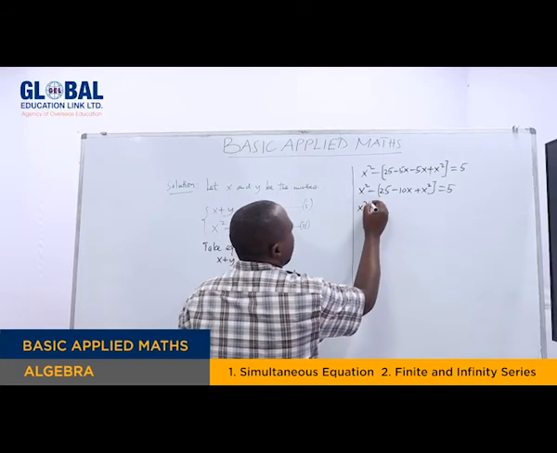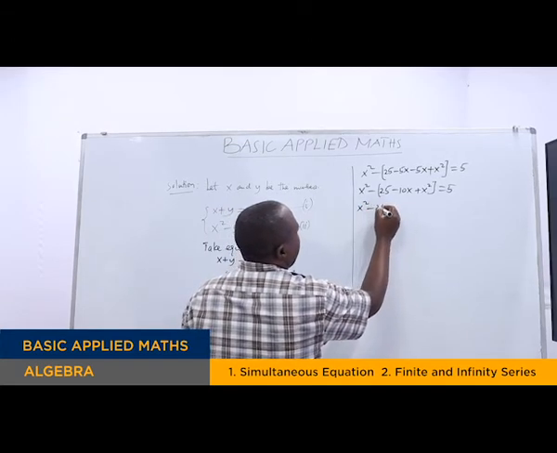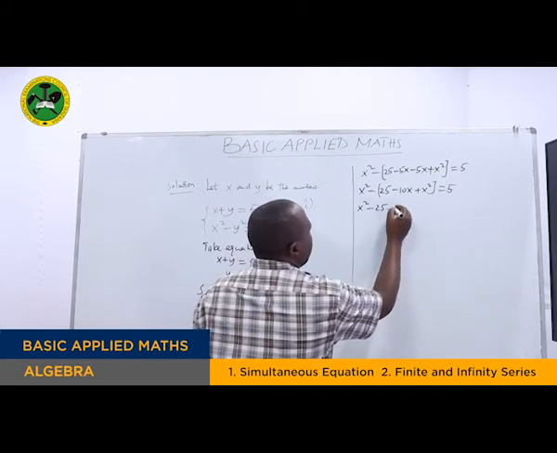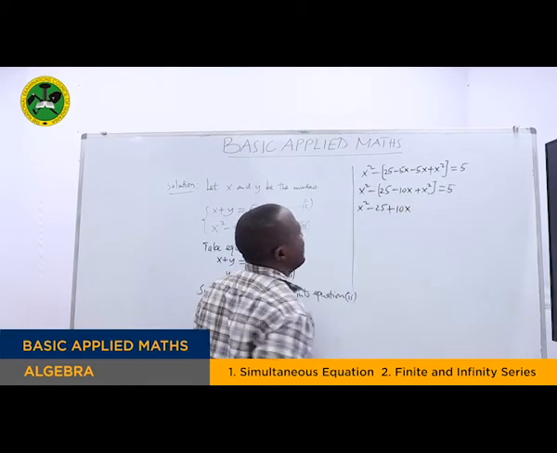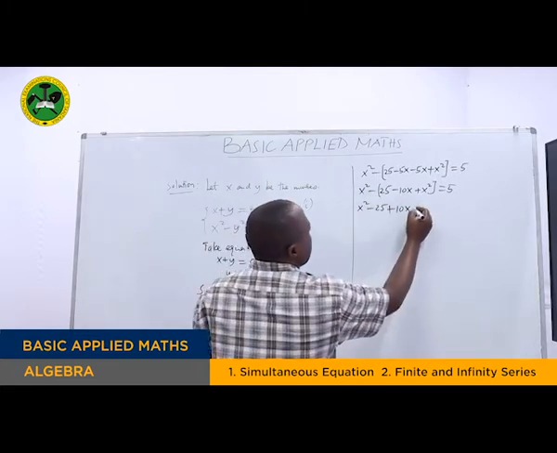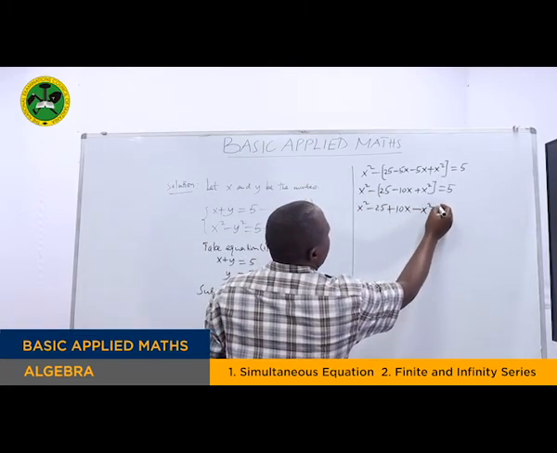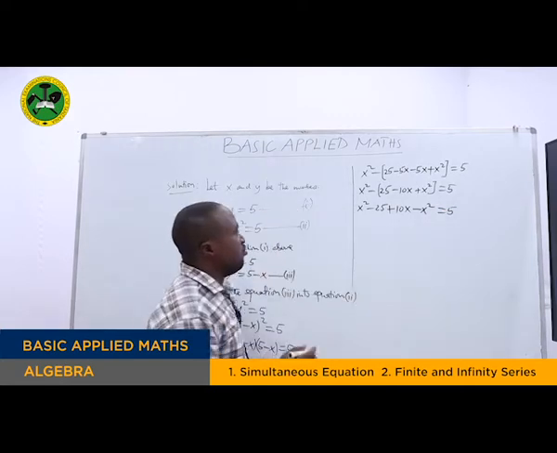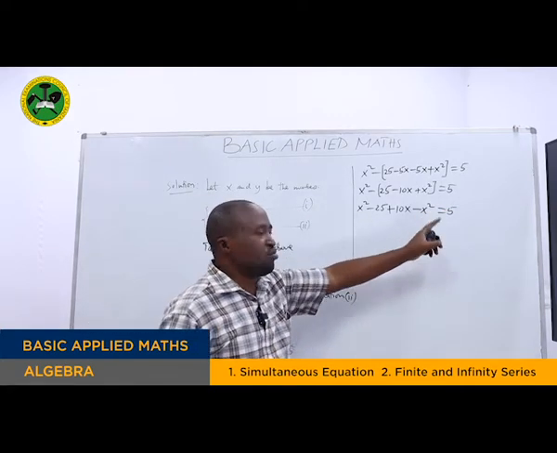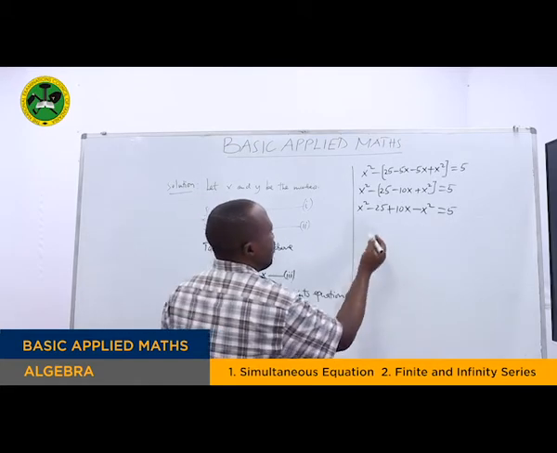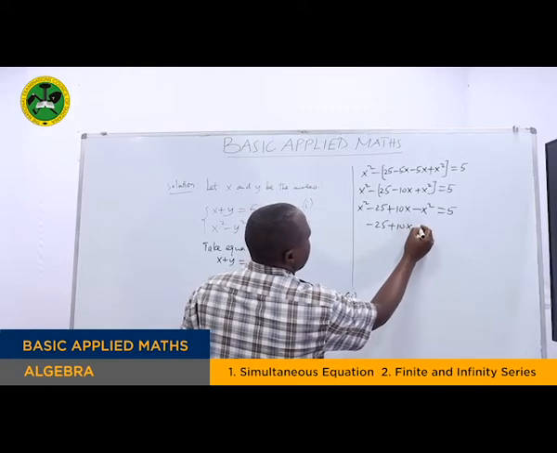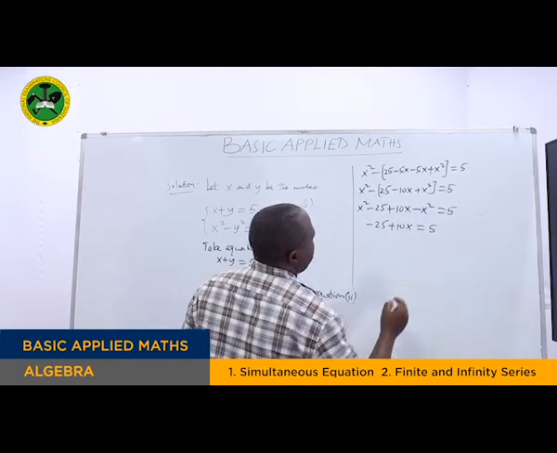That is x squared minus, we have 25, but here we have negative times the negative, that is positive 10x. And we have negative times positive x squared, that is negative x squared is equal to 5. Now we have x squared minus x squared, that is 0. So we are going to have negative 25 plus 10x is equal to 5.